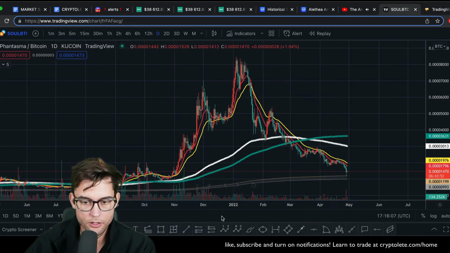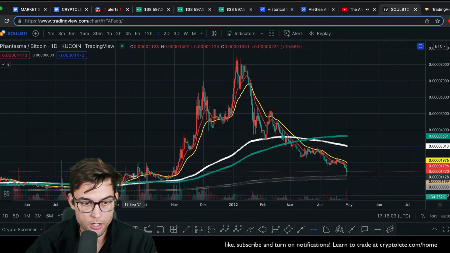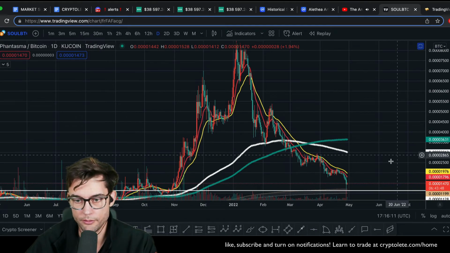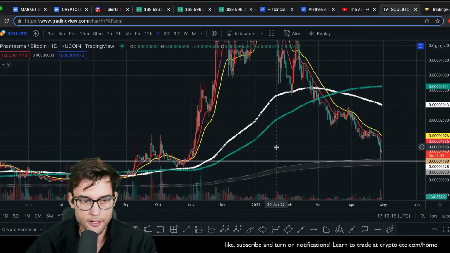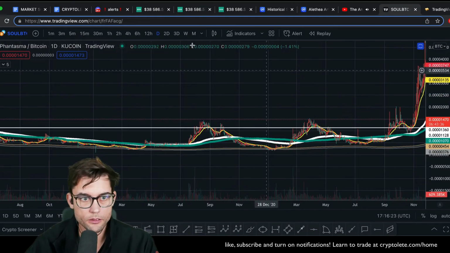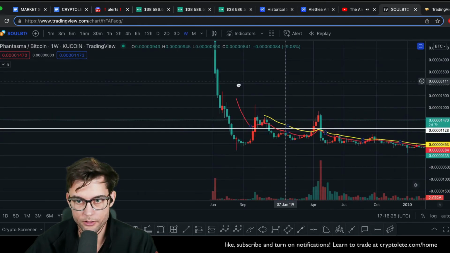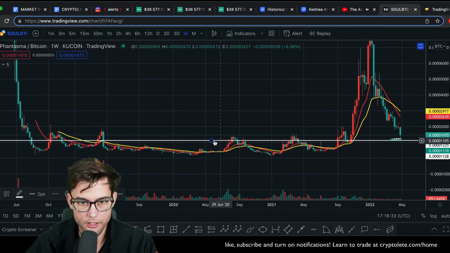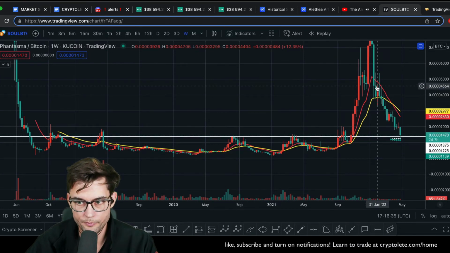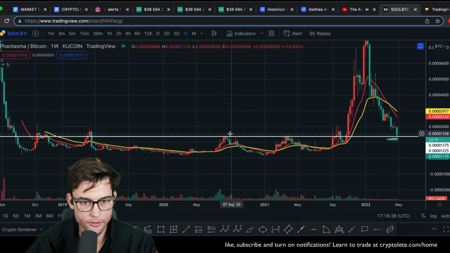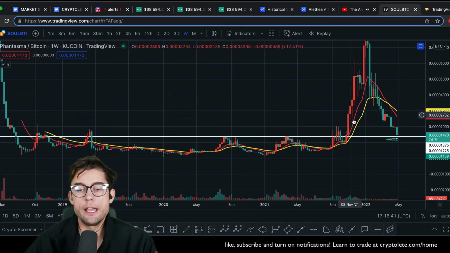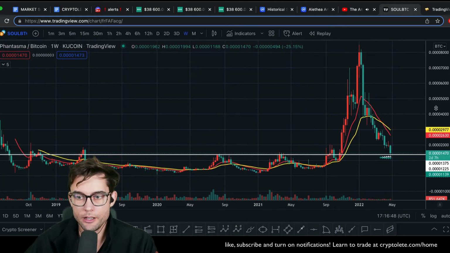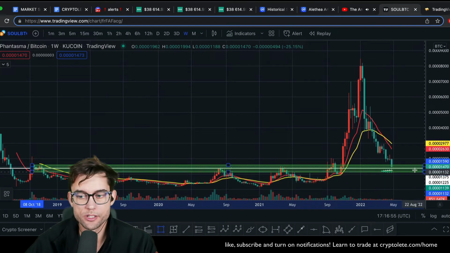This right here, though, some of them are at pretty important levels. Phantasma, Phantasma's at that key level. Damn, Phantasma has been around for a long time. But do you see? I just don't see. Actually, wait a minute. Here we go. Boom, boom, boom. Yeah, this is actually a very key level for Phantasma. But I don't see a reversal. This one's a tricky one.